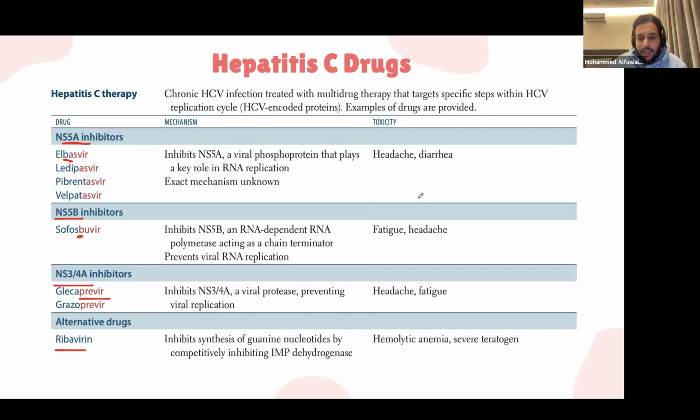For the side effects, it's usually the same: headache, diarrhea, fatigue, okay? The only exception is ribavirin, which inhibits synthesis of guanine nucleotides, inhibits IMP dehydrogenase, which is in the DNA synthesis pathway. But anyways, that's ribavirin. The important toxicity and side effects are hemolytic anemia and severe teratogenicity. Okay, that's it for hepatitis C drugs, and that's it for pharma mainly, except one more class of medications.